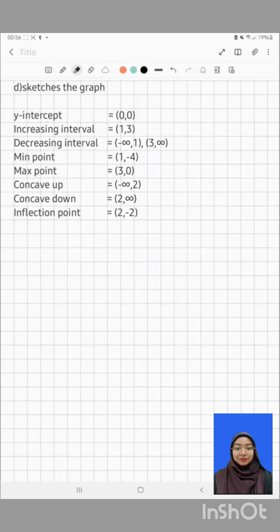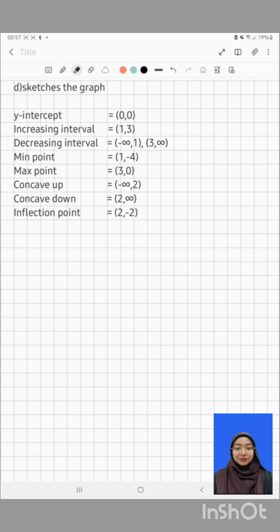So for the last question, we will sketch the graph of the function. For the first step, we will list down all the important details that we get from the calculation. First is the y-intercept at 0, 0. Increasing interval, 1 to 3. Decreasing interval, negative infinity to 1, and 3 to positive infinity. Minimum point at 1, -4. Maximum point at 3, 0. Concave up at negative infinity to 2, concave down at 2 to positive infinity. Inflection point at 2, -2.